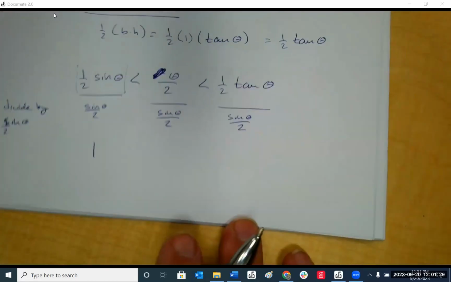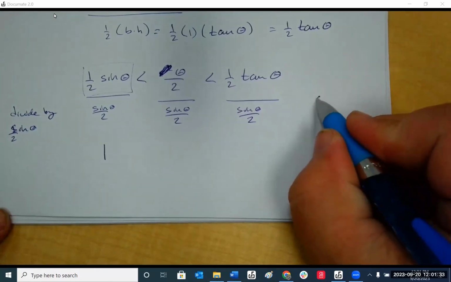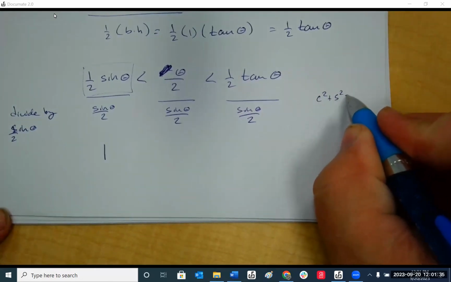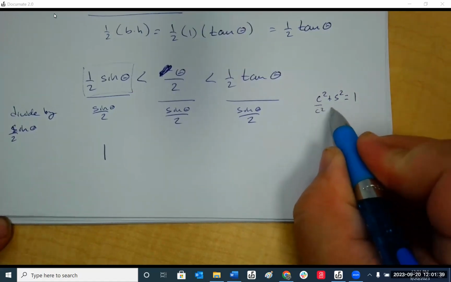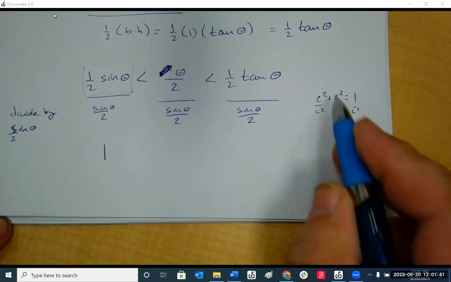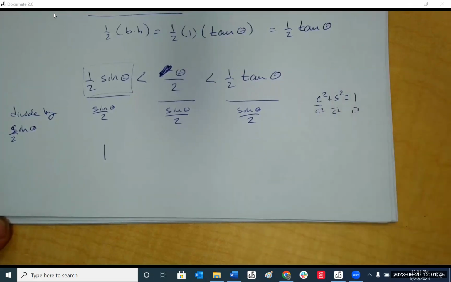Remember in the trig identities, we had cosine squared plus sine squared equals 1. What we did next is we divided each of them by cosine squared. We got 1 plus tangent squared equals secant squared. That's what we're doing here. We're just rewriting the terms.